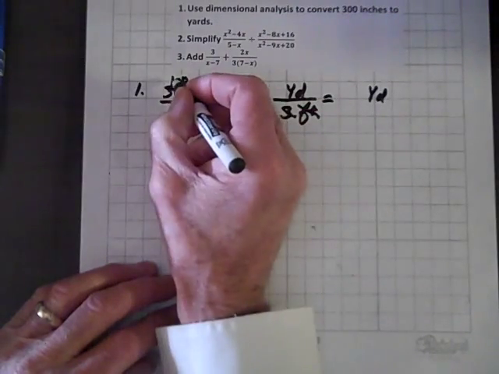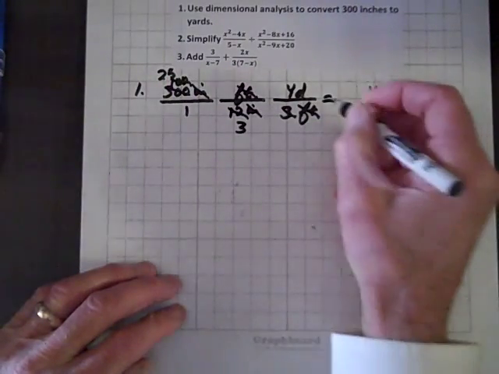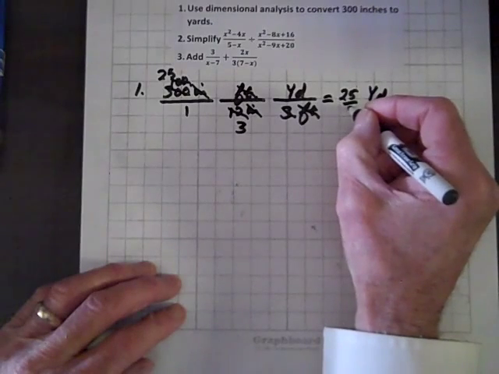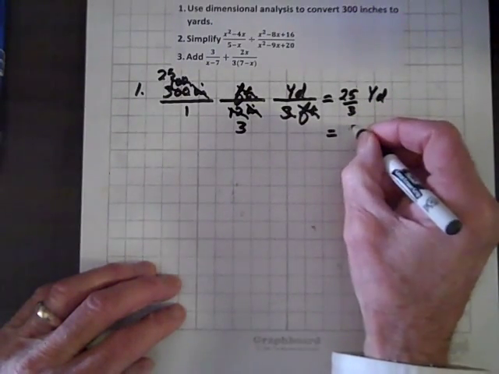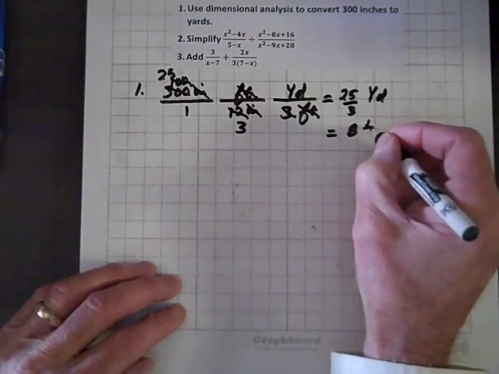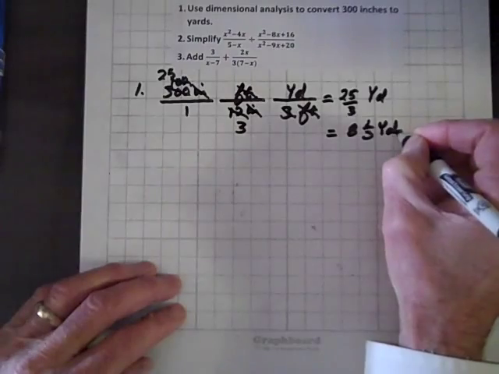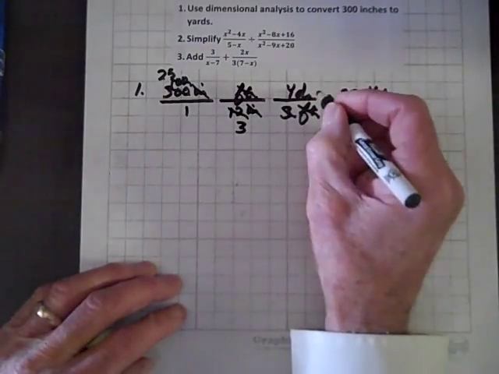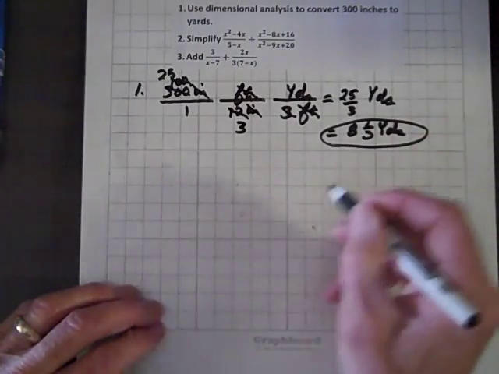times, and 4 goes into 100 25 times. So now we have 25 over 3 yards, which equals 8 1/3 yards. That one's taken care of.